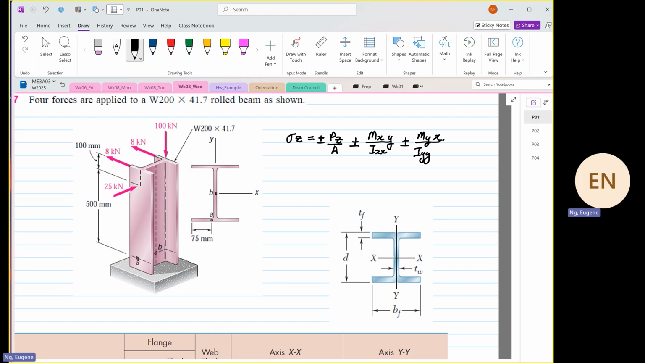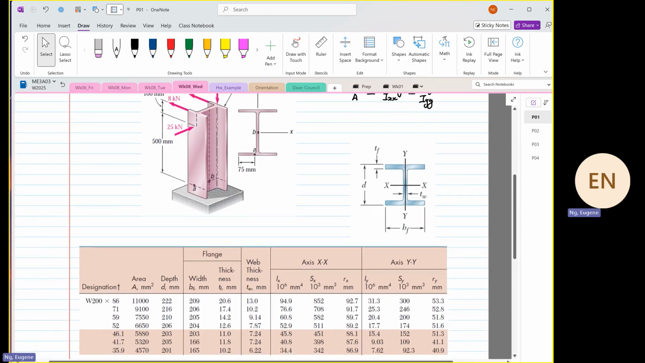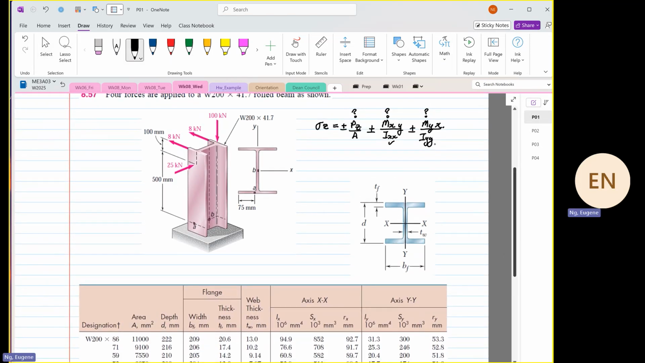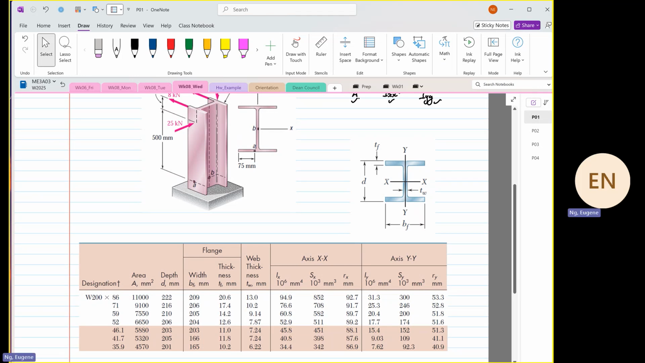So what we don't know. First of all, we don't know what is our PZ. We don't know what is our MX. We also don't know what is our MY. Okay. Later on, from the table, we can get what values are our Ixx, what values are Iyy, and what values are our area. Okay. So those values regarding the geometry properties of the structure can be acquired from this table. That's not difficult yet. Okay.